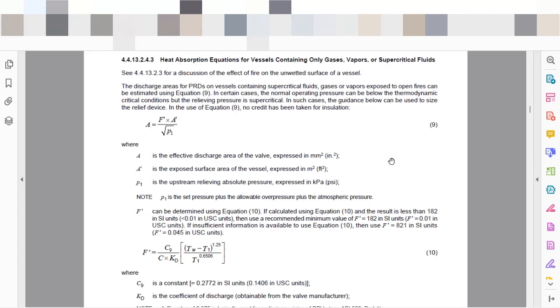You'll find the calculations for pressure relief devices for supercritical fluids in the section Heat Absorption Equations for vessels containing only gases, vapor, or supercritical fluids. There are some equations here. It starts with Equation 9, but to solve Equation 9, you need to have the area exposed to fire, so it's a function of the geometry of your vessel.